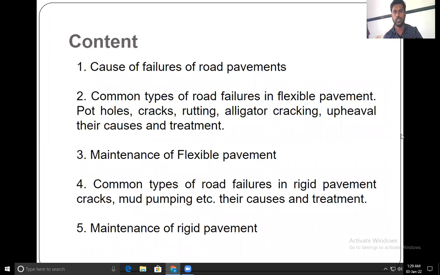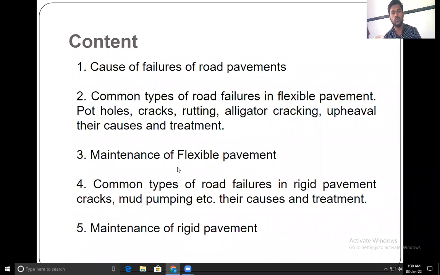So we are going to see the causes of the failure of the roads, common types of road failures in the flexible as well as in the rigid pavements. We know that in the flexible pavement, the common failures that occur are potholes, cracks, rutting and cracking of roads, that we have seen most of the time on the road. So to repair these failures, what methods we need to achieve, and the maintenance that we need to go for, we have to study in this chapter.